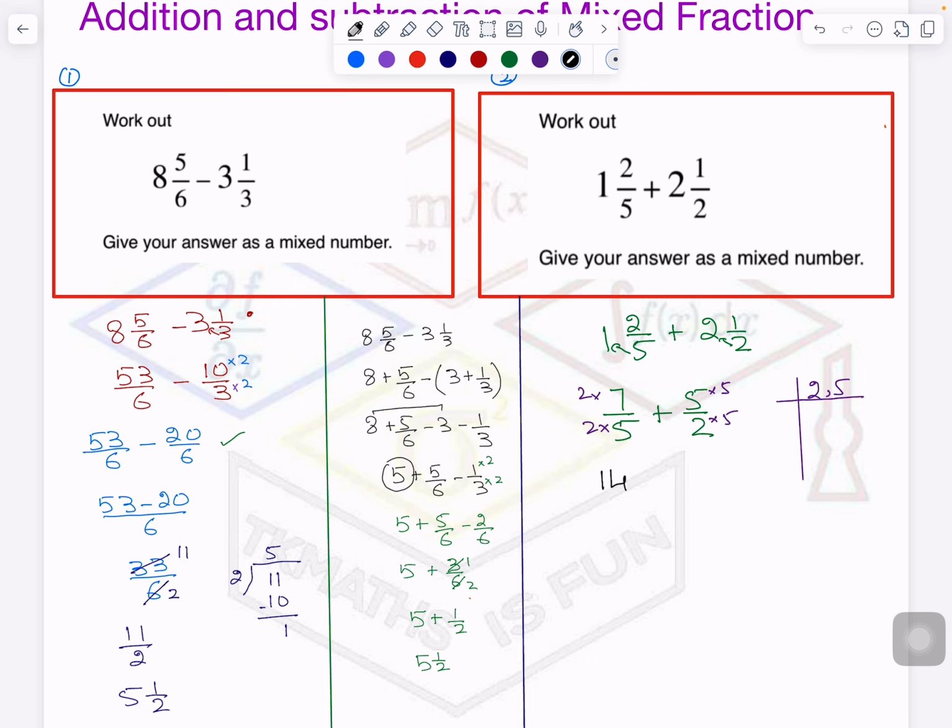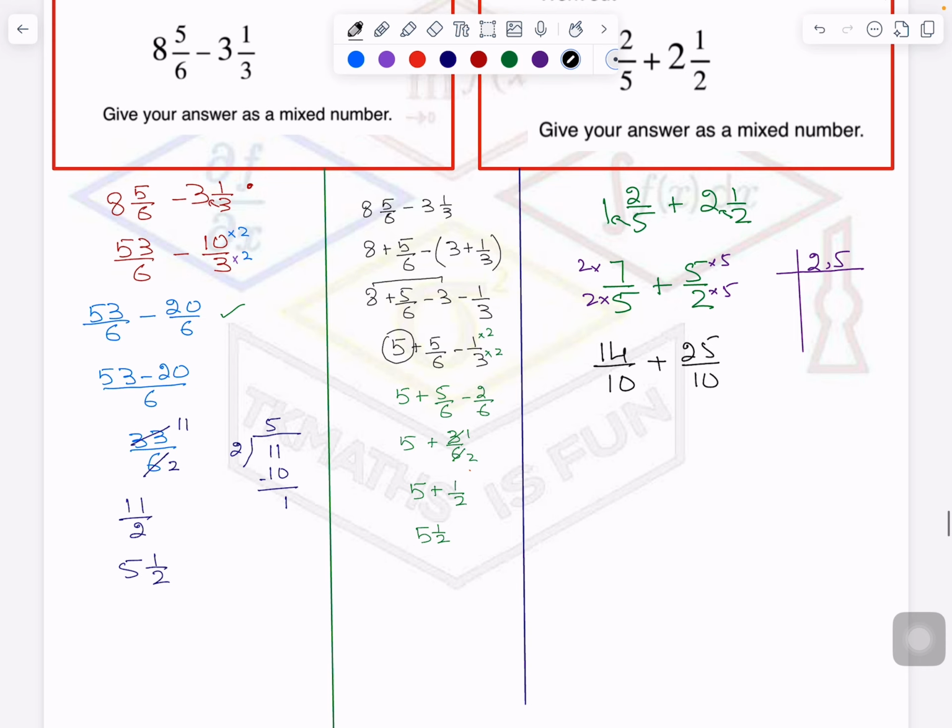7 2s are 14, 5 2s are 10, 5 5s are 25, 2 5s are 10. The denominator is the same. I can add the numerators. So what will it be? 14 plus 25 is 39. So it is 39 upon 10. Now if you can do it mentally, fine. If you cannot, you do the division here. 10 3s are 30. So you get here 3 whole 9 over 10.